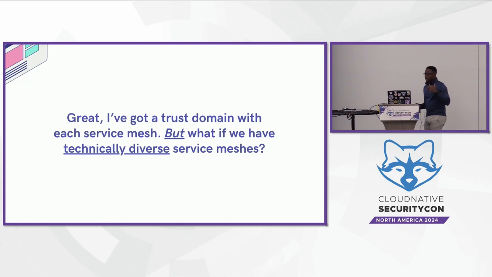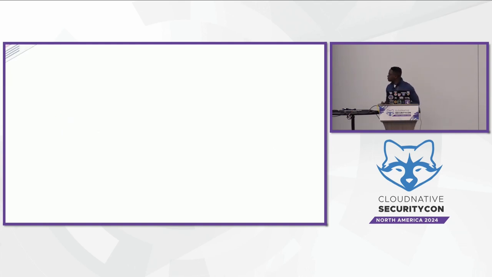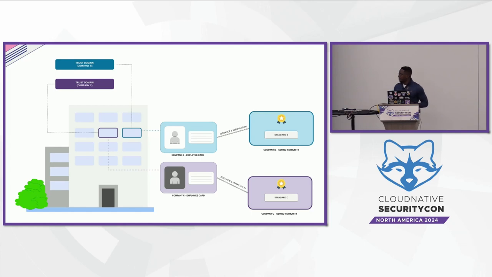Now, that does solve the problem, and so we could say, great, I've got a trust domain for a particular service mesh, but what if you're in a situation where there are multiple service mesh implementations? So team A is using Istio with the sidecar data plane, team B is using Istio ambient mesh, team C is using Cilium. So how do we establish trust in those kinds of situations? Because each one has a distinct identity management system. And I'll cover where this can be particularly helpful.